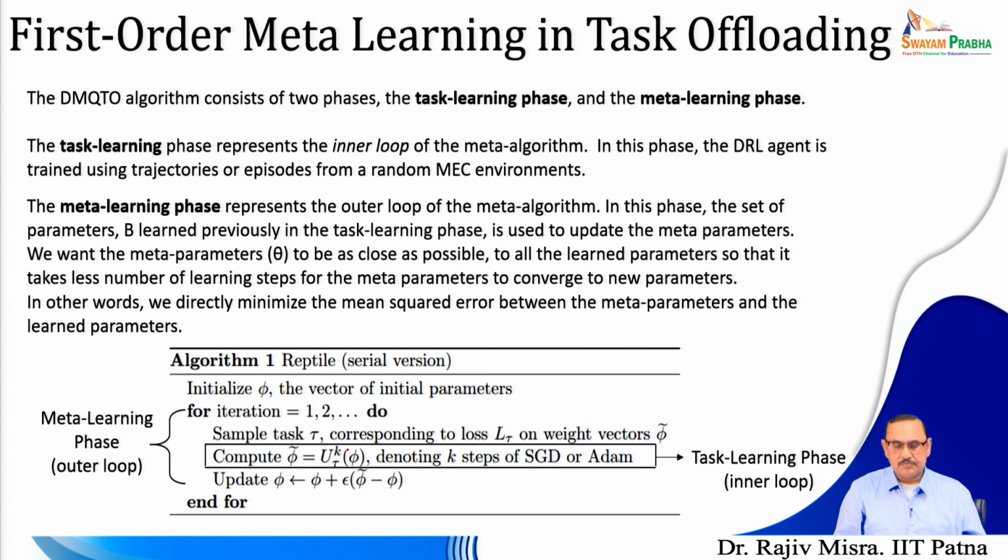Now, let us see the first order meta learning applied to the task offloading problem. This algorithm, which we call the DMQTO algorithm, consists of 2 phases. The first is called the task learning phase and the second the meta learning phase. The task learning phase represents the inner loop of the meta algorithm, and in this phase the DRL agent is trained using trajectories and episodes from the random MEC environment.